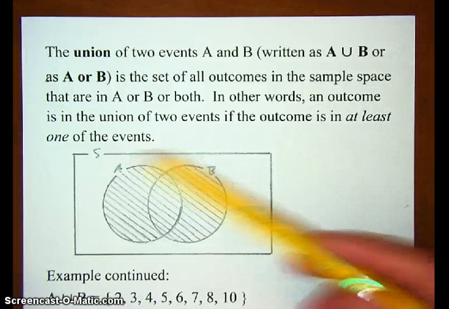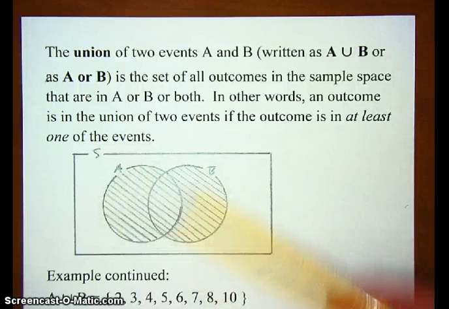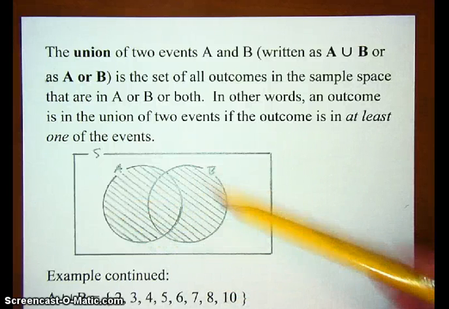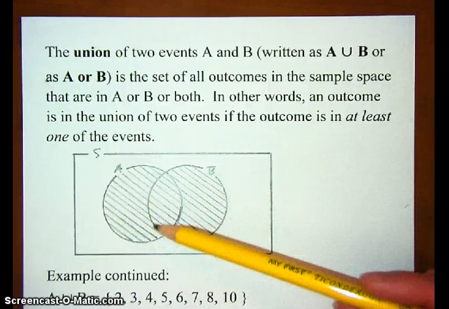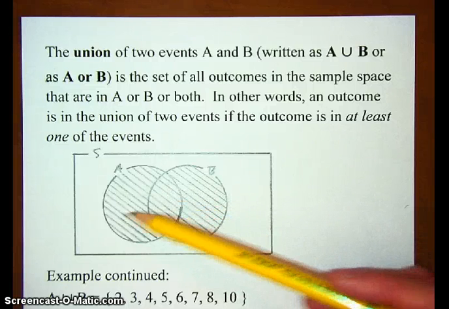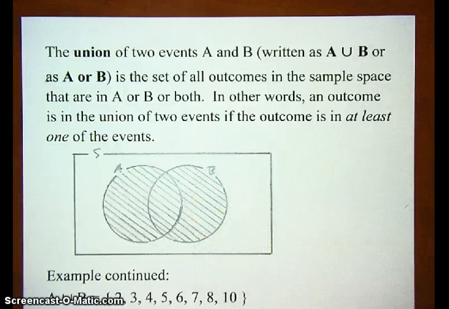Here's an illustration of a union. We have our sample space rectangle. We have our circle for event A. We have our circle for event B. And the union of A and B is everything that is inside at least one of these circles, including this part here, which is in both of them. So any outcome that is in the A circle or the B circle or both is in the union of A and B.